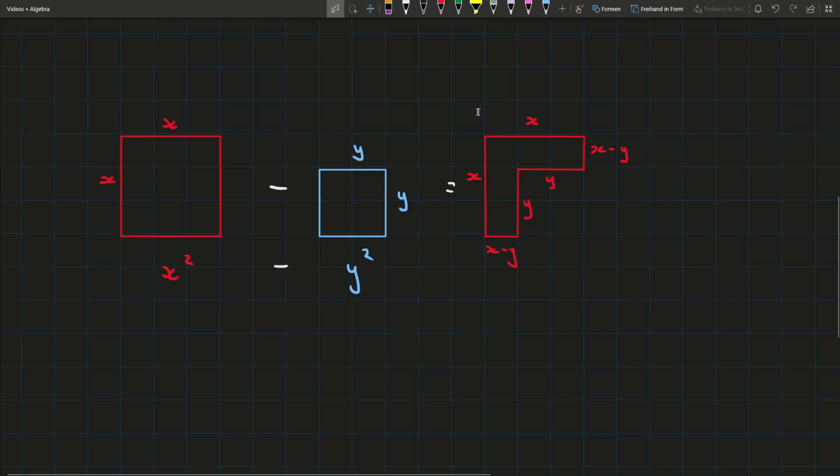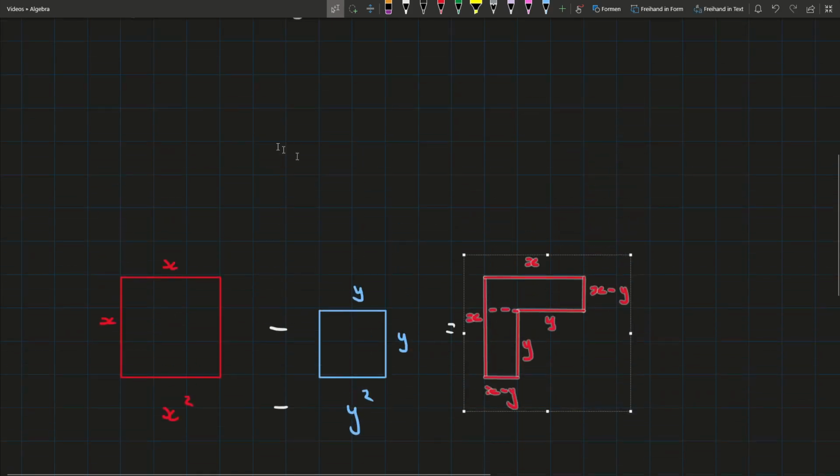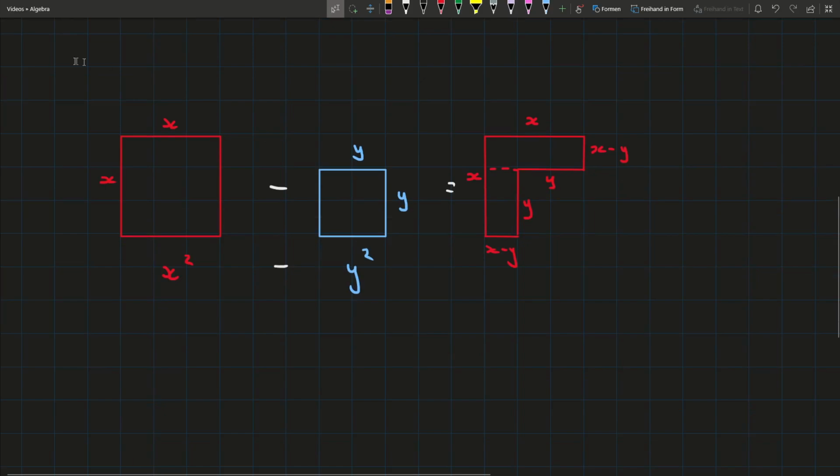Now, I want you to try this, pause the video and try this. I want you to calculate the area of this shape by breaking it up, if you didn't know. And I want you to see if you can figure out this formula by doing that. Because these 2 equations, they're the same. It's the same area, except it's a different way of writing it. So pause the video and try that.